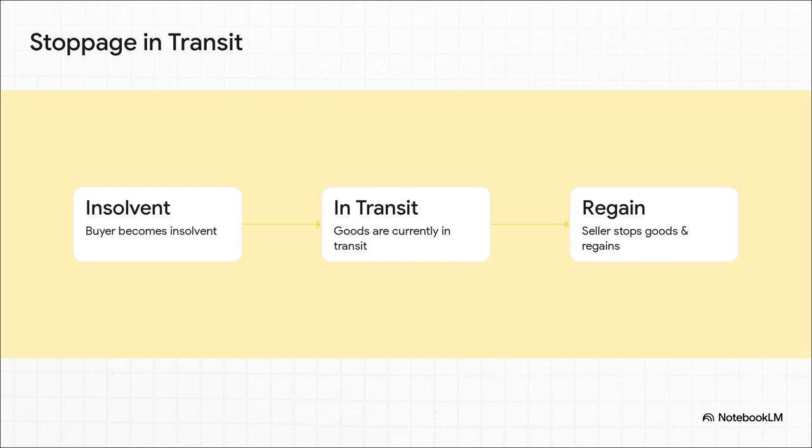Next up, the right of stoppage in transit, covering sections 50 to 52. Read the screen and notice the strict chronological progression required here. Step 1, buyer becomes insolvent. Step 2, goods are currently in transit. Step 3, seller stops goods and regains possession. Class, I literally cannot emphasize this enough.